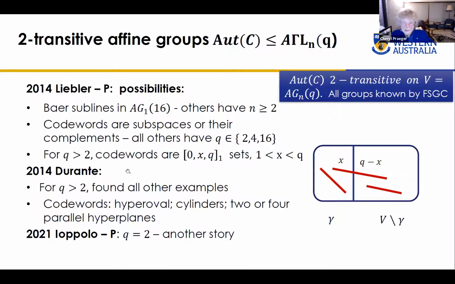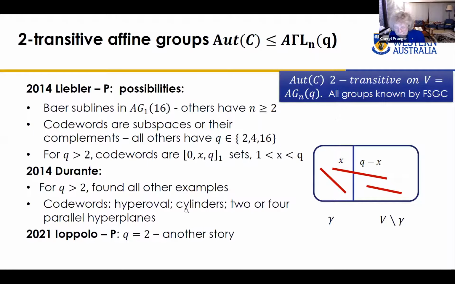Nico again came to our rescue, and Nico Durante found, for q is 4 and 16, all other examples, and there were some really nice ones. There was one that Bob and I had noticed from the special two-transitive hyperoval in the projective plane of order 4.